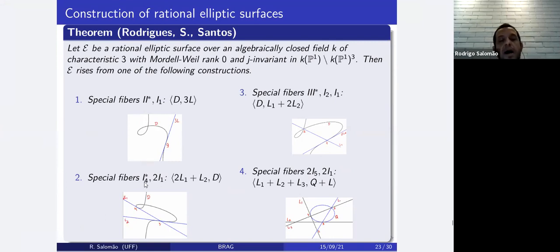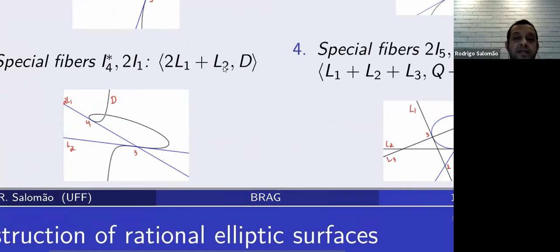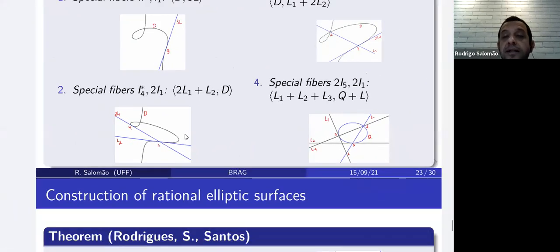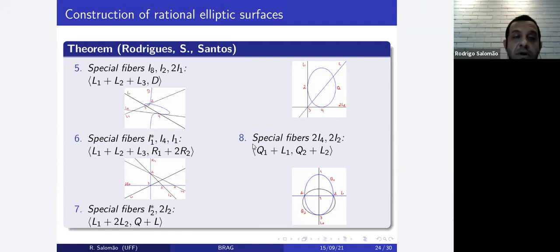So for the fibers I4* and 2 I1, we realize such surfaces by taking a pencil generated by a double line union another line, and again another cubic. Let me show you more closely here, where this simple line is an inflectional line, and the double line is a line passing through the flex point and which is tangent to another point of the nodal cubic. Okay, and in this way we can proceed with these constructions to have all of the cases for construction of rational elliptic surfaces with prescribed special fibers.